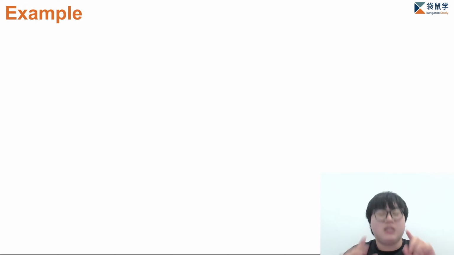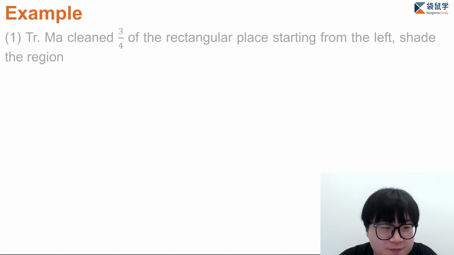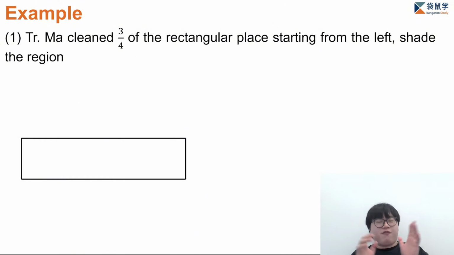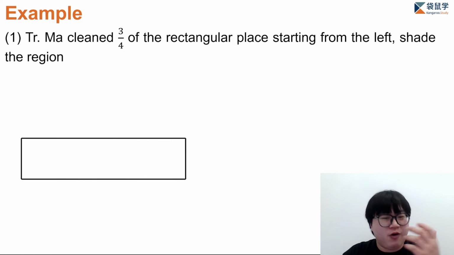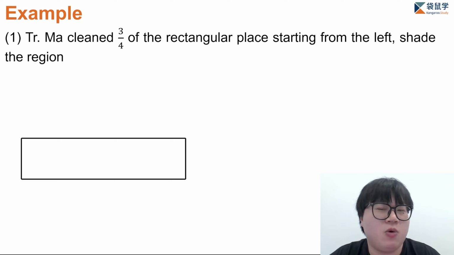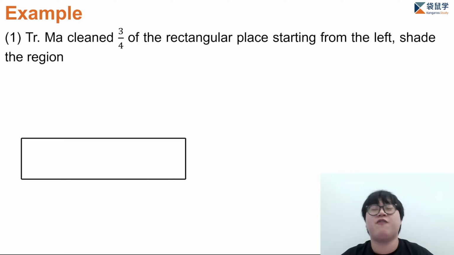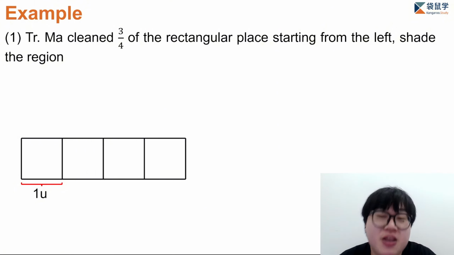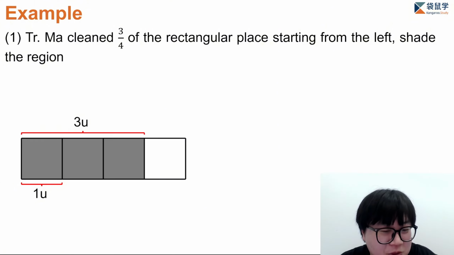And let's see an example question first. So if teacher Mark wants to clean 3/4 of the rectangular place below, and starting from the left, shade the region please. So if we want to shade 3/4 of this rectangle, what should we do first? Of course, we should divide this rectangle into 4 parts. And then we know each small rectangle is 1 unit. And then 3/4 means we need to shade how many units? 3 units. So we shade this part.